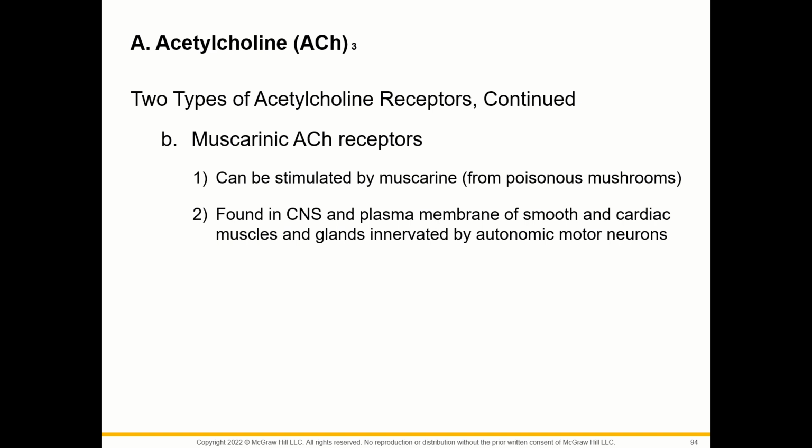And the activation of these muscarinic acetylcholine receptors by acetylcholine released from autonomic axons is required for the regulation of the cardiovascular system. We'll see that in chapter 14. The digestive system, we'll see that in chapter 18, and others. Muscarinic acetylcholine receptors can also be found in the brain.